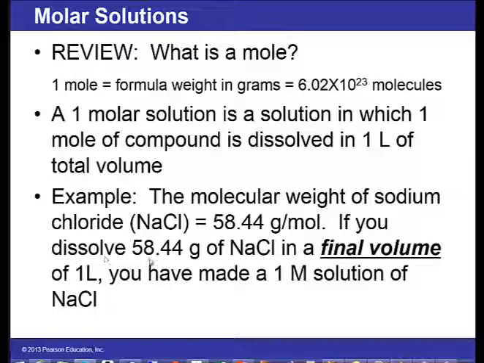So if you dissolved 58.44 grams of sodium chloride in a final volume of 1 liter, so usually if I did this in the lab, I would take about 800 mLs of water. I would go ahead and add my sodium chloride, and I would stir it all up until all the sodium chloride is dissolved. And then I would put it into a graduated cylinder, and I would bring up the volume to be exactly 1 liter. This solution that you've now made is a 1 molar solution of sodium chloride. So we'll practice doing some molar problems.